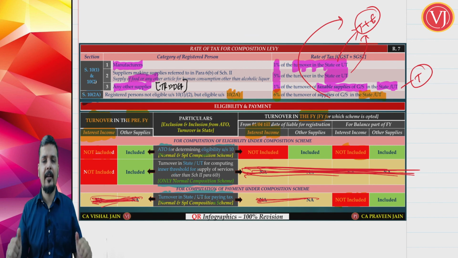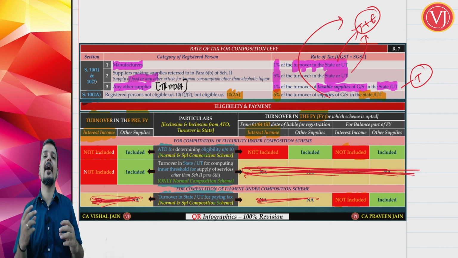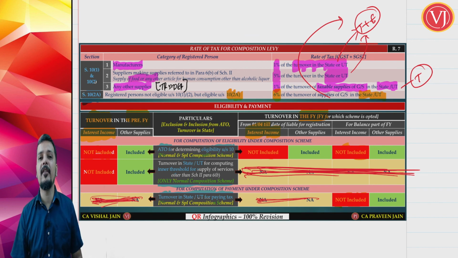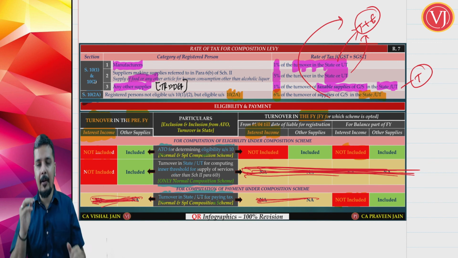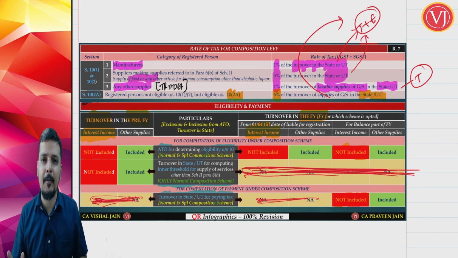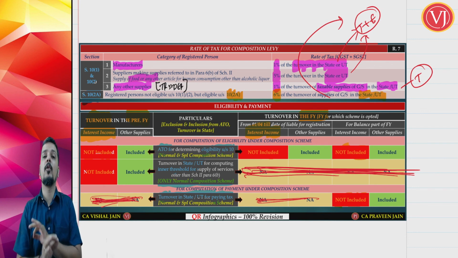So that completely winds up your entire quick revision of the composition scheme. I hope all these points are pretty clear. Make sure that whenever you get a question on the composition scheme, which you are sure to get, you don't make silly mistakes and get everything correct in that question.